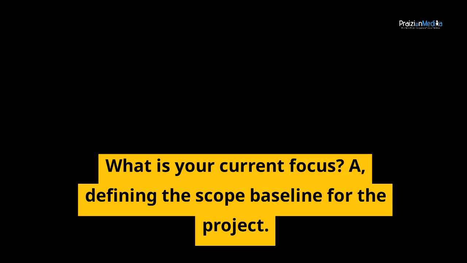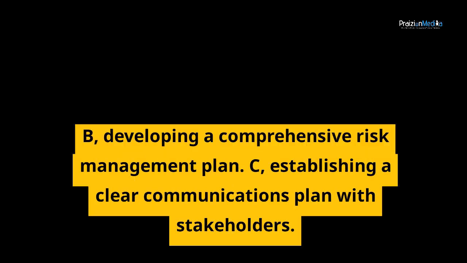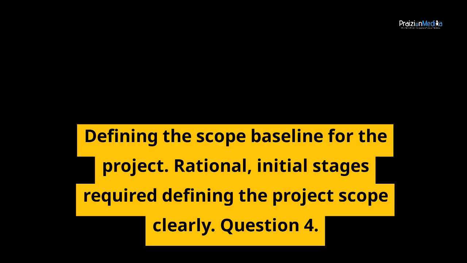A. Defining the scope baseline for the project. B. Developing a comprehensive risk management plan. C. Establishing a clear communications plan with stakeholders. Correct answer, A. Defining the scope baseline for the project. Rationale: initial stages require defining the project scope clearly.